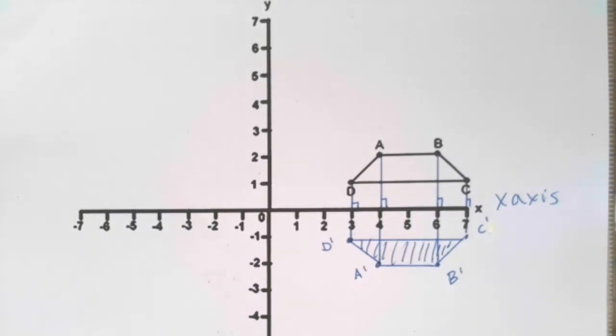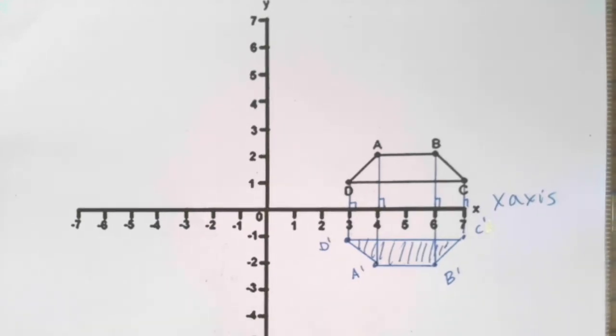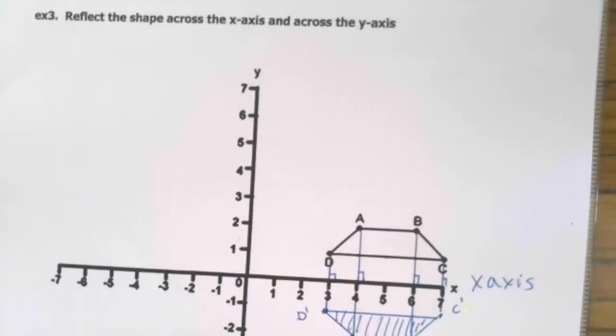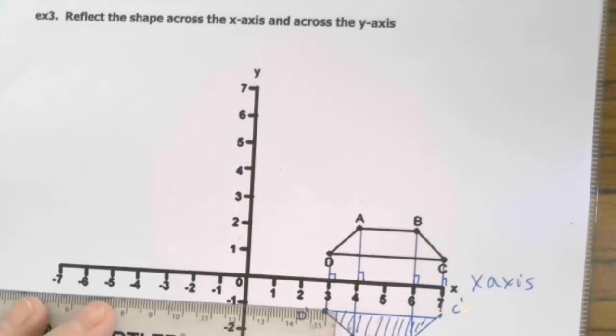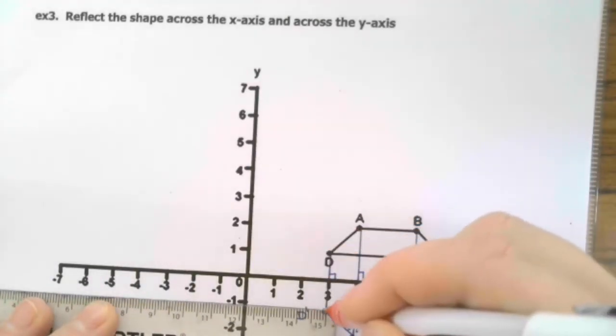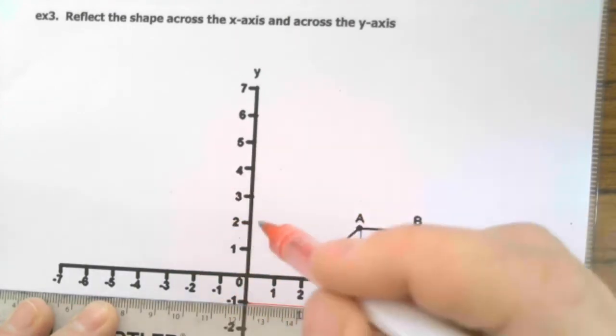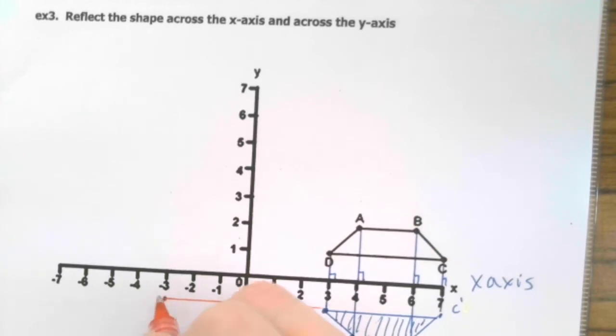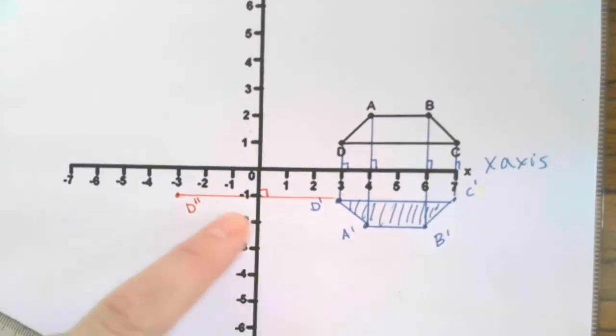Okay, we are going to now reflect this shape across the y-axis. We're going to take the new shape and reflect across the y. This is your y-axis. So we're going to start with D. And D is a distance of 3. 1, 2, 3. So D double prime will be a distance of 3 to the other side. So this is D double prime. We use a regular D, and then the new figure is D prime, and then the new figure is D double prime. It shows that they go in order.